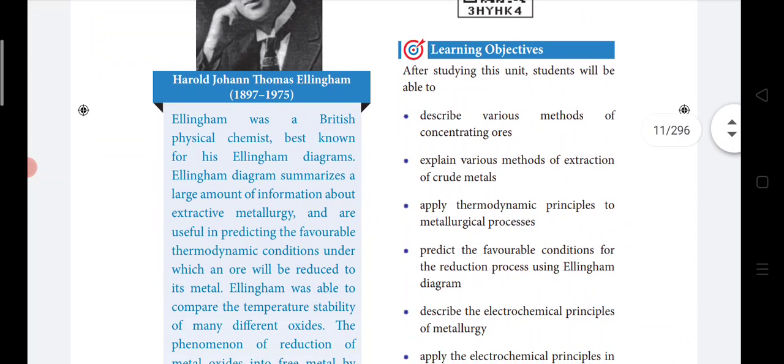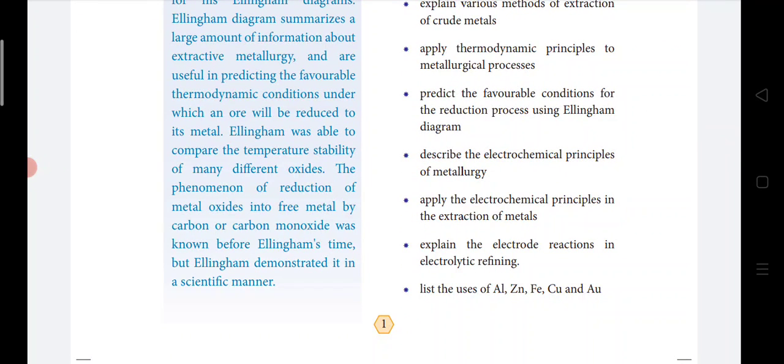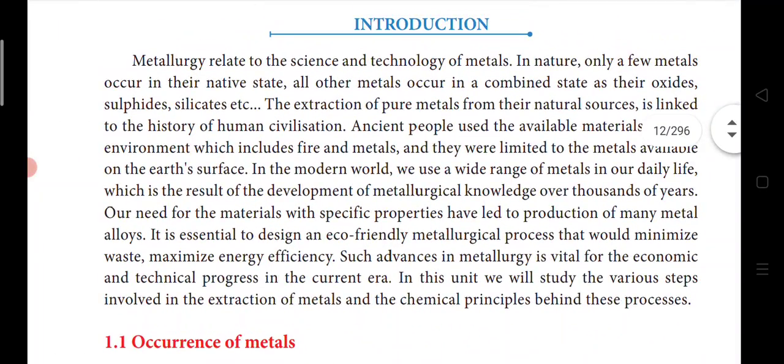So we will be discussing the methods of concentration of ores and extraction of crude metals, and what are the thermodynamic principles involved in these metallurgical processes, and also we'll be having the Ellingham diagram, which is very important, and electrochemical principles of metallurgy and the application of electrochemical principles in extraction of metals, and electrolytic refining, and finally uses. So what does metallurgy mean? Metallurgy means the science and technology of metals, the study of science and technology of metals. We call it metallurgy.